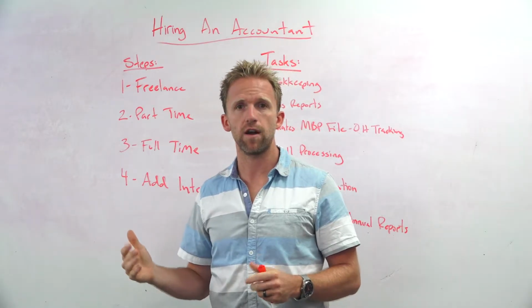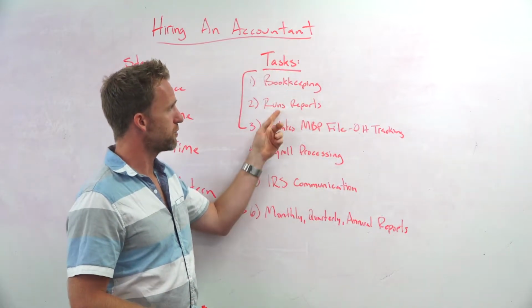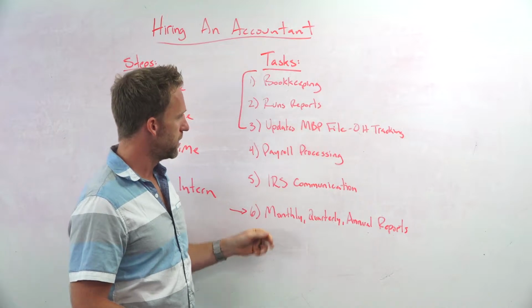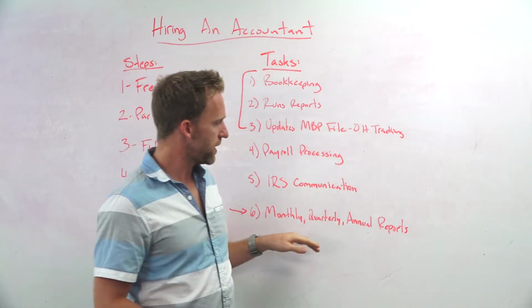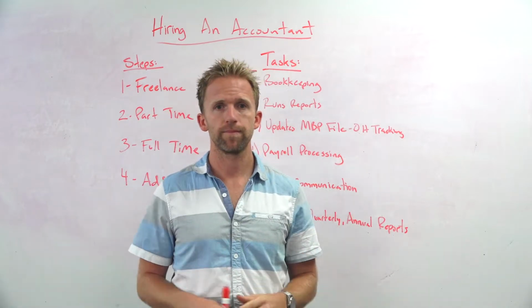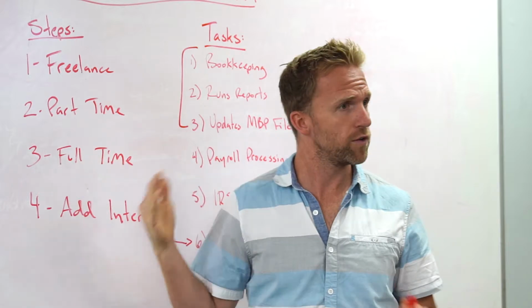That's what we had for a long time, an accountant who worked about 20 hours a week. And she's doing bookkeeping, she's running reports, she's updating our MVP file, she's processing payroll, and any IRS communication that comes in she handles, and she handles the monthly, quarterly, and annual reports. As the role grows, this part-time person is going to turn into more of a full-time person.